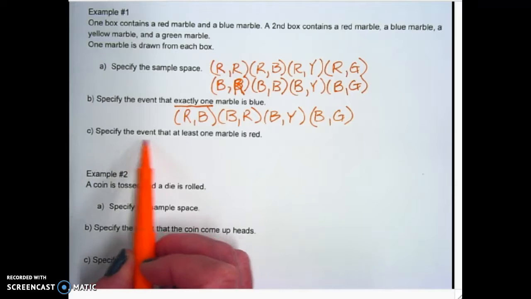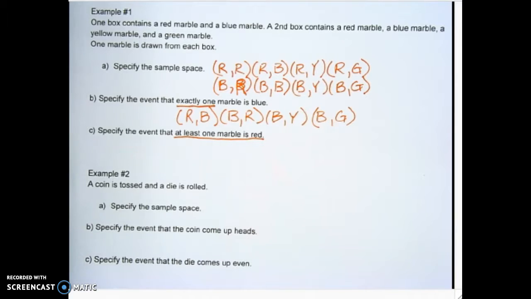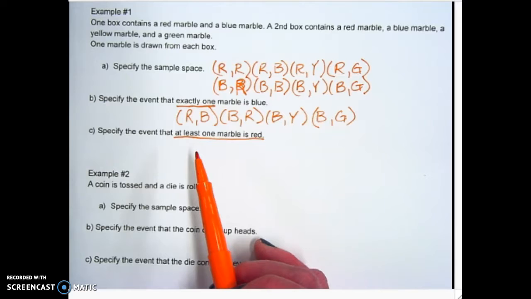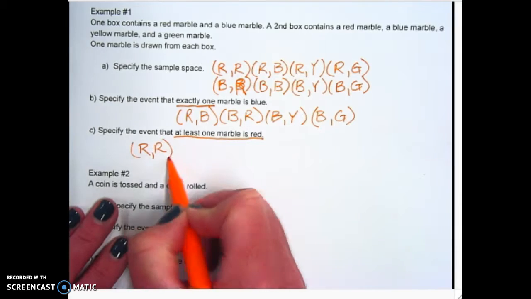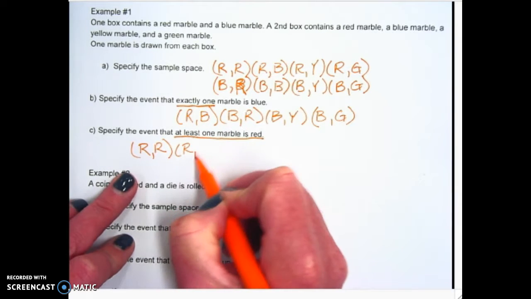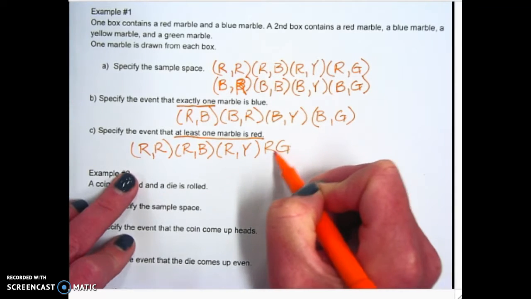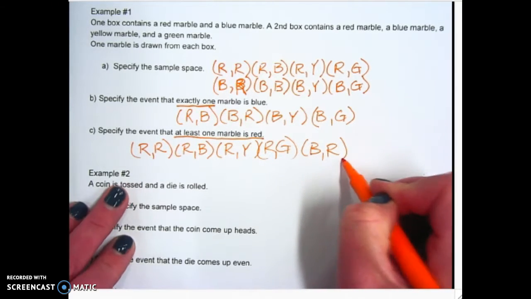Part C says specify the event that at least one marble is red. So you have to have at least one marble that's red. Could you have 2 marbles that are red in this one? Yes, so just the slightly different wording. This one says exactly 1, this one says at least 1. So you could have the red red, the red blue, the red yellow, the red green, and what else do we have red up here? A blue red. And that's it.